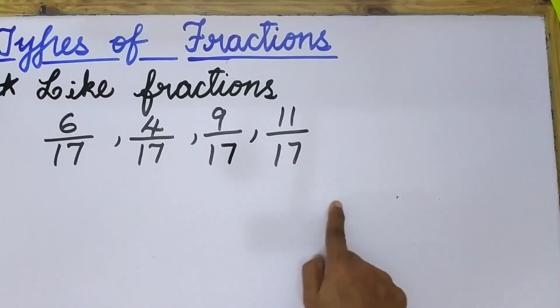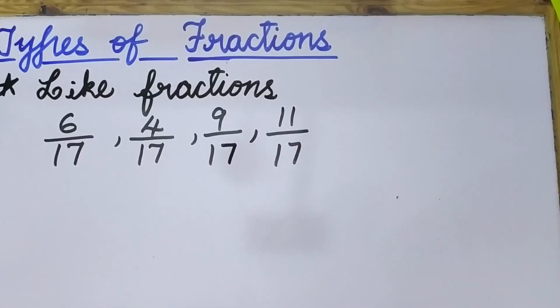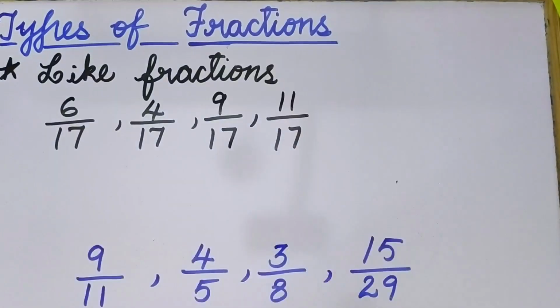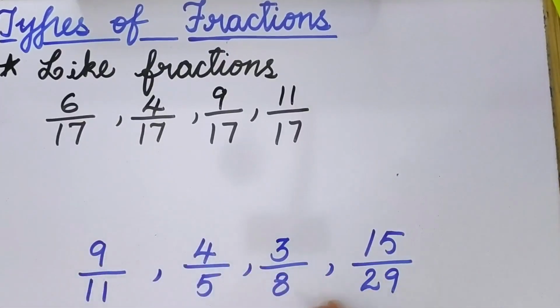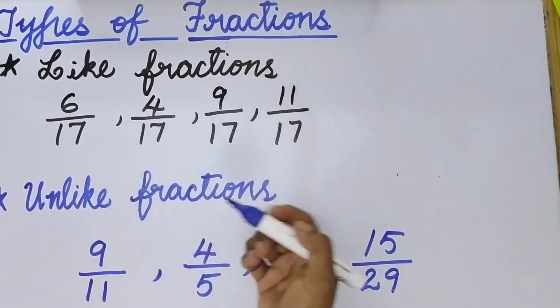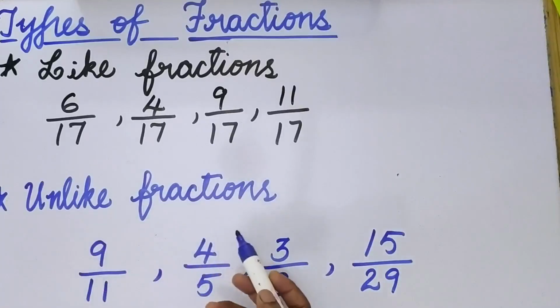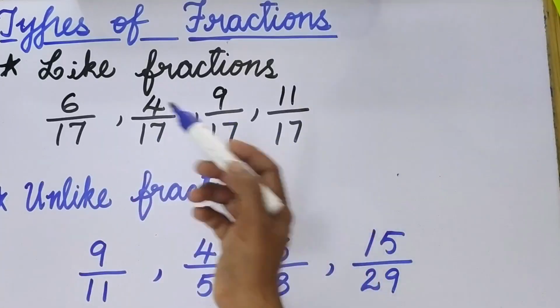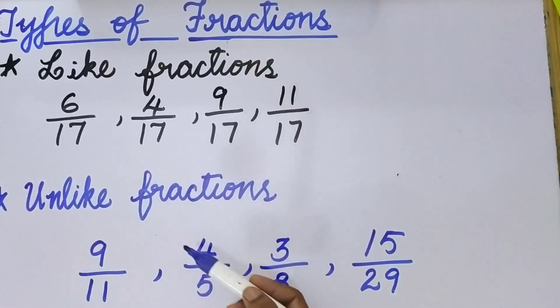If denominators are not same, if they are different, then what will it be called? See here, like this: 9 by 11, 4 by 5, 3 by 8, 15 by 29. So here you can see different denominators. Such fractions are called unlike fractions. So these are types of fractions: like fractions and unlike fractions. Same denominators are called like fractions. When the fractions have different denominators, such fractions are called unlike fractions.